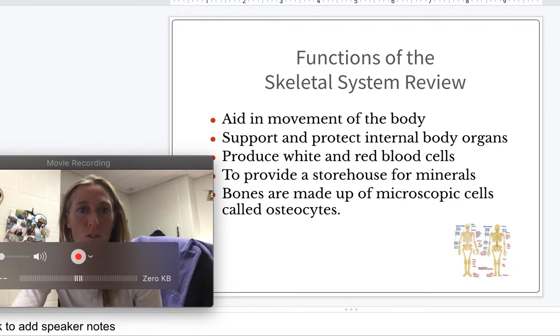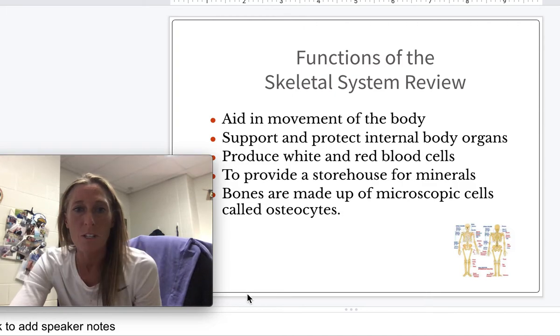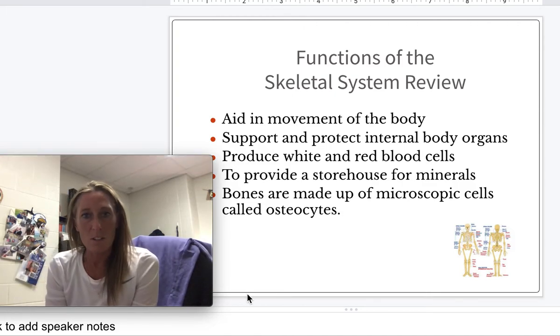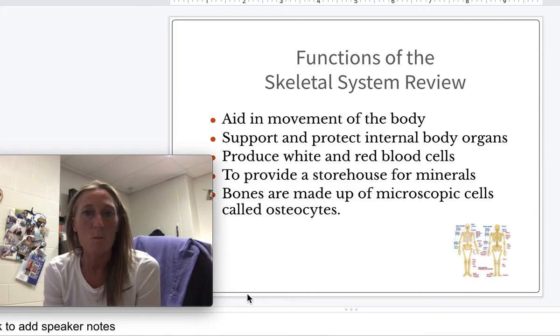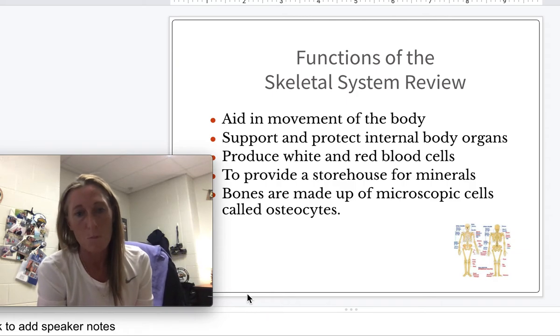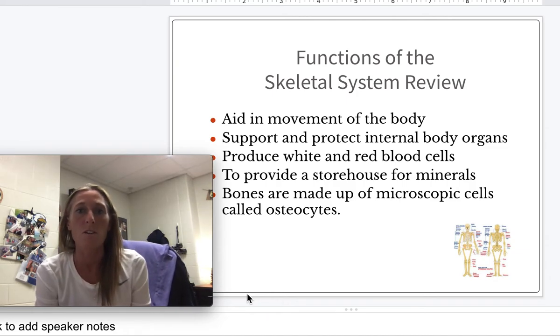Functions of the skeletal system. There are several of those that I think will be on your test. Your skeleton allows your body to move with the help of muscles and all of the other systems of your body. It will support and protect internal organs. For example, the skull protects the brain, the rib cage protects the heart and lungs.